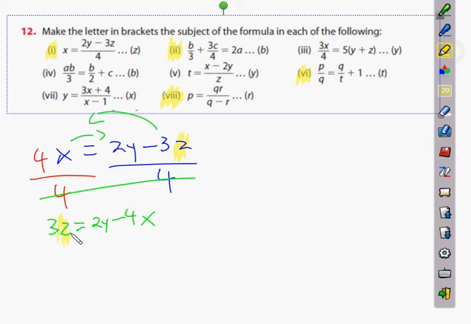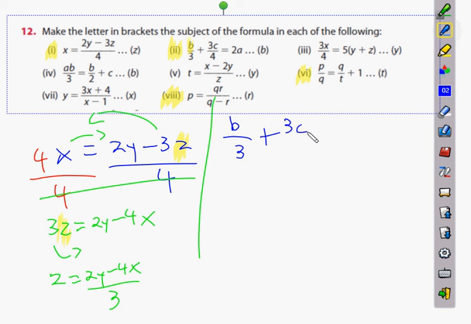Once again, looking to get z on its own. What's preventing the z from being on its own? 3. So where does the 3 go? Z equals 2y minus 4x all over 3. Any questions? It's not too bad, is it? Or what about part B? What's stopping B from being on its own? 3 and 4. The 3 and the 4.